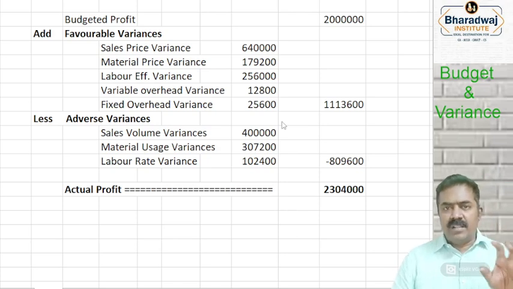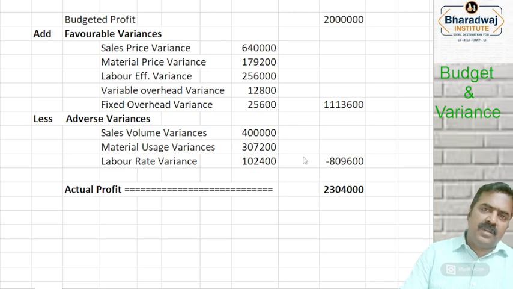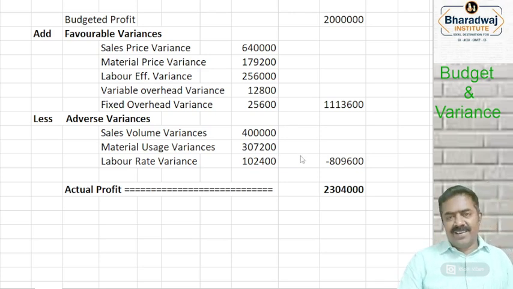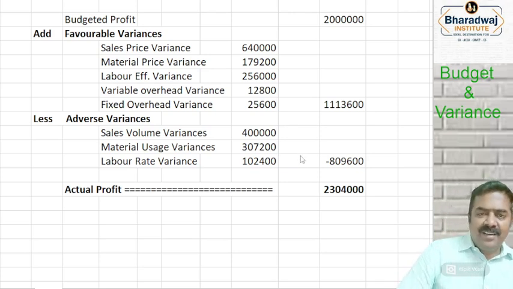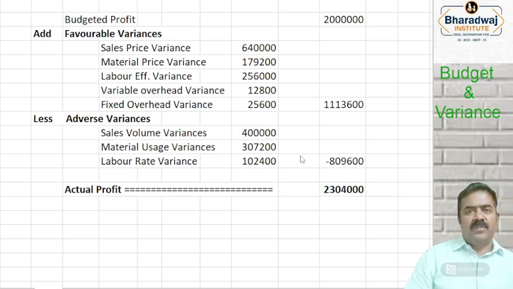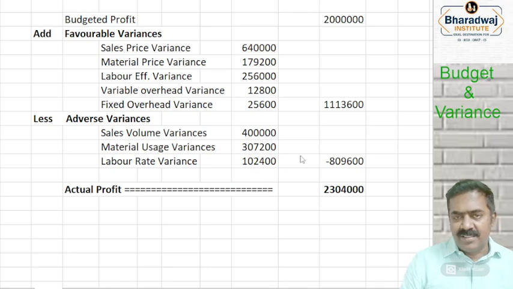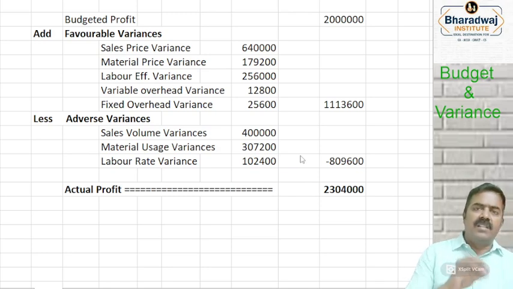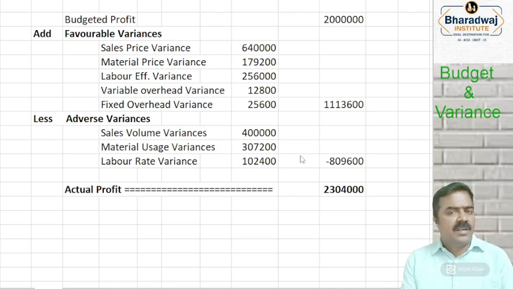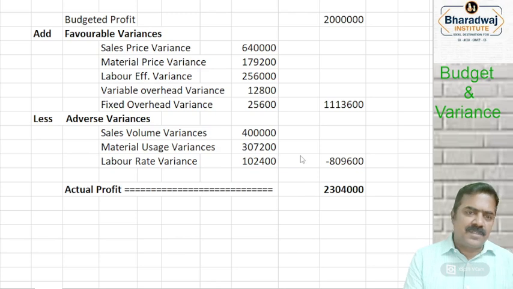So for solving this chapter, knowledge of both section B as well as what? Section C is required. Only if you have both knowledge can you do what? Complete budgeted profit, actual profit we can work out. For that, budgeting knowledge is required. Variance knowledge, all the variances, material, labor, overhead variances knowledge is required for doing this. This is asked in essay type questions.